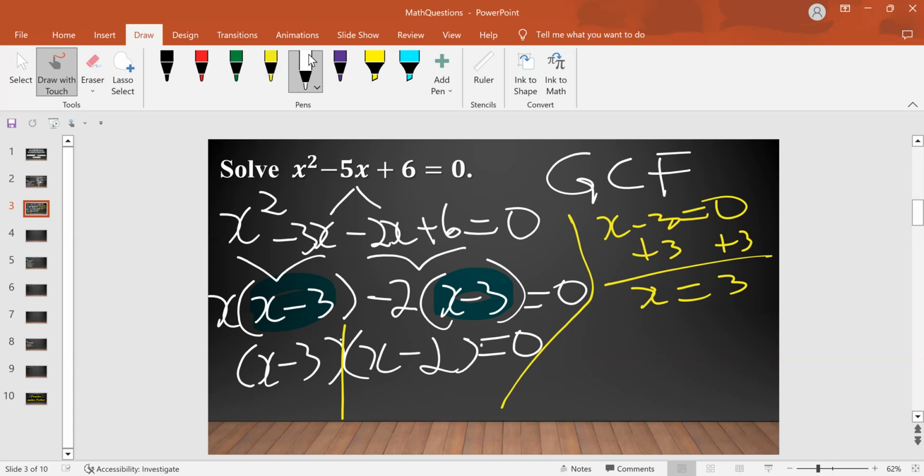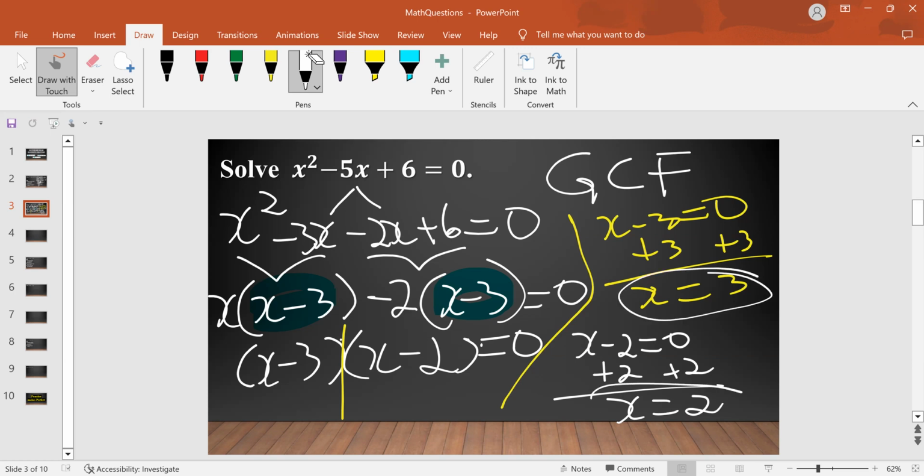We're going to take the second part, which is x minus 2 is equal to 0. We add the 2, and we get x is equal to 2. So the solutions for this equation are x equals 3 and x equals 2. So again, it's very, very important to know how to factor the quadratic expression, which will help you to solve the quadratic equation. So let's solve the second question.